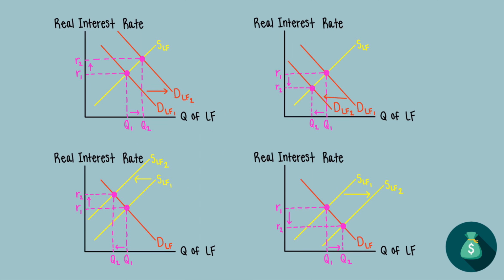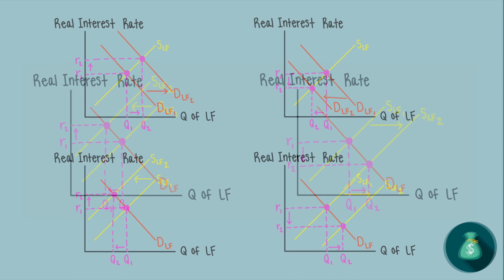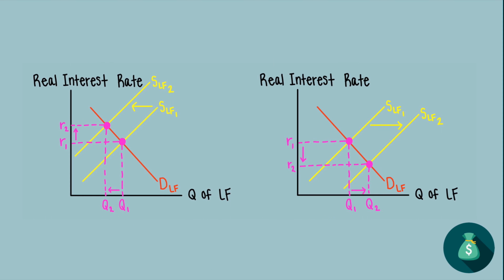I know what you're thinking. What causes these shifts? There are certain shifters or events that cause changes in the curve for both supply and demand of loanable funds. Let's look at the shifters for supply first. There are two things that can cause a shift in the supply curve.